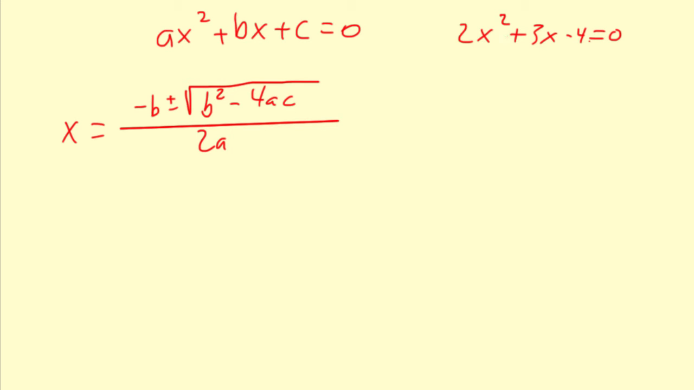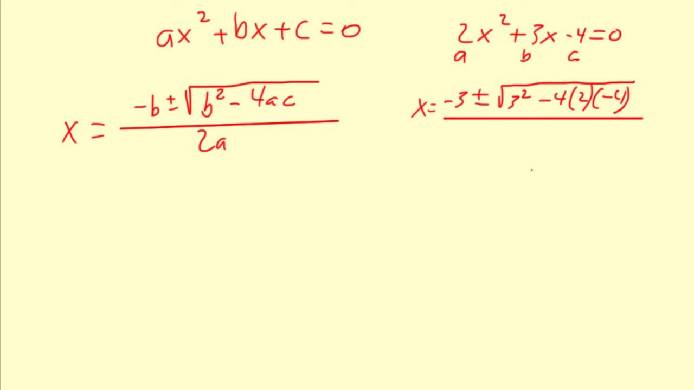Here's an example quadratic equation over here, and I will show you how easy. So this 2 is a, the 3 is b, and negative 4 is c. You do take the sign with the coefficient. So it's going to be x equals negative 3 plus or minus the square root of 3 squared minus 4 times 2 times negative 4, all divided by 2 times a, which is 2.